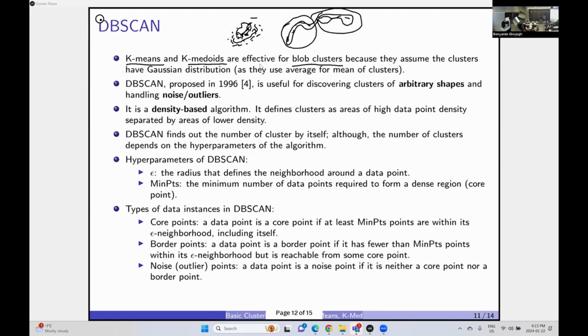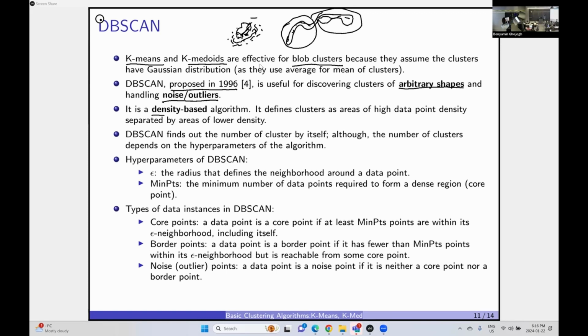So DBSCAN is good for weird shape clusters. It was proposed in 1996, so you can imagine how old K-means is. DBSCAN is useful for discovering clusters of arbitrary shapes. Also, it handles noise and outliers. K-means is also not very robust to noise, but DBSCAN is. It says that some of these data points are noise and don't belong to any cluster. DBSCAN does that.